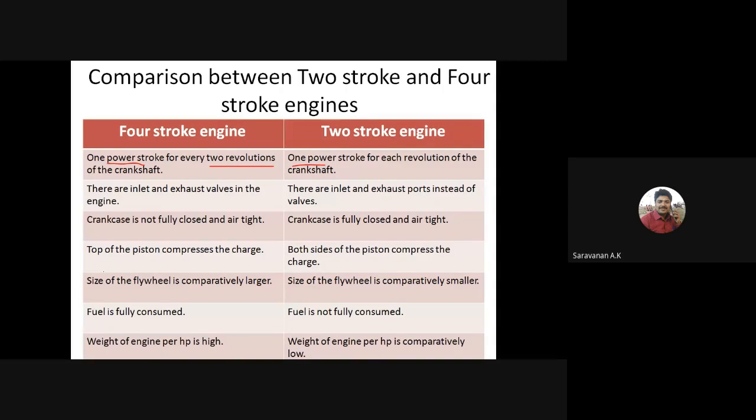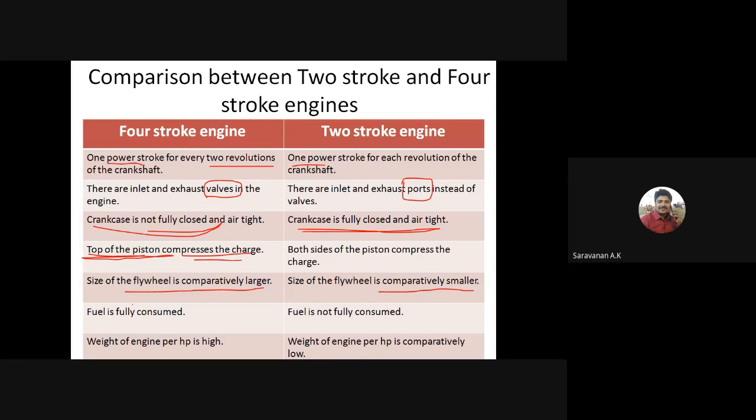Then, for the four-stroke engine we use valves, while in the two-stroke engine we use ports. Here the crankcase is not fully closed or airtight, but in the two-stroke engine an airtight crankcase is used. In the four-stroke engine, compression takes place only at the top of the piston, but in the two-stroke engine, at the top as well as the bottom, both sides, compression takes place. Then the flywheel is comparatively larger in one and smaller in the other.